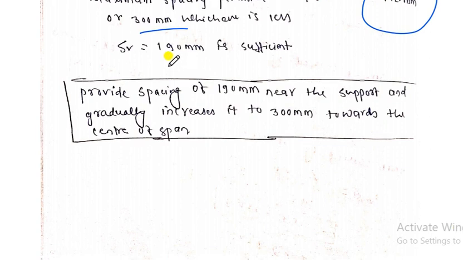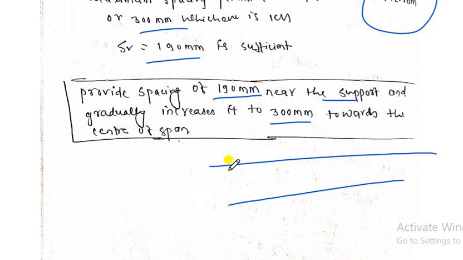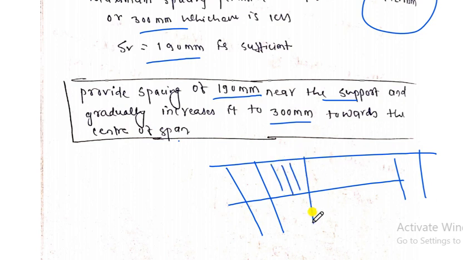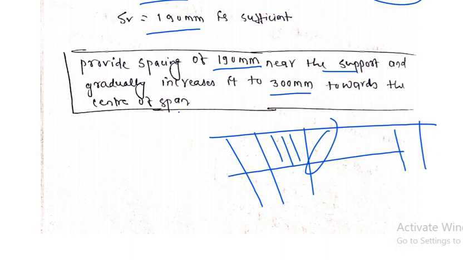We're going to provide the stirrups at 190 mm near the support, and as it goes near the center, we will increase the stirrup spacing to 300 mm toward the center of the span. Suppose this is the beam and this is the support, then here the stirrup distance should be 190 mm only, but at the mid of the span it is 300. Now as an engineer we should know why it is like this, my dear friends: the shear stress is maximum at the support only. So that's why we need to design in such a way.